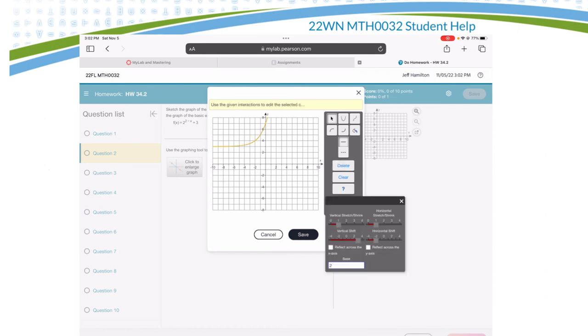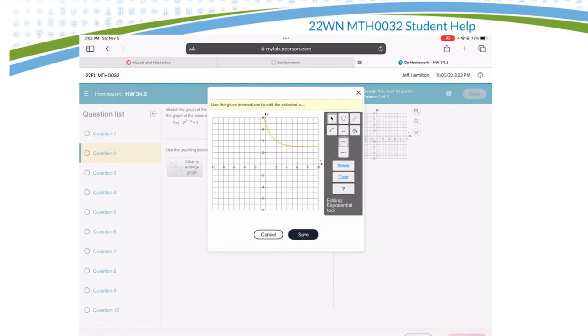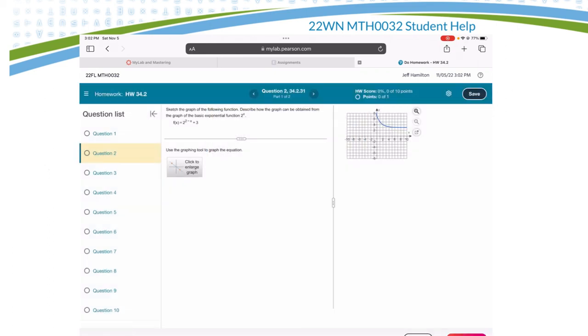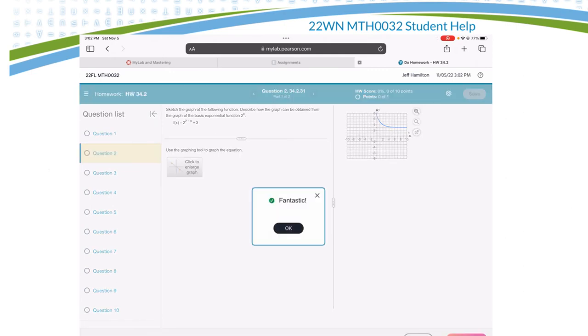Usually you can just tap on the graph, and then it'll show this up again. There, now it's reflected. Let me tap on the graph again. So I've got a vertical shift of up 3, horizontal right 2, reflect across the y-axis. I think I'm good now. I hit save there and then check my answer, and I get it right. Hopefully that helps you solve that question, or at least input it into MyLabs.